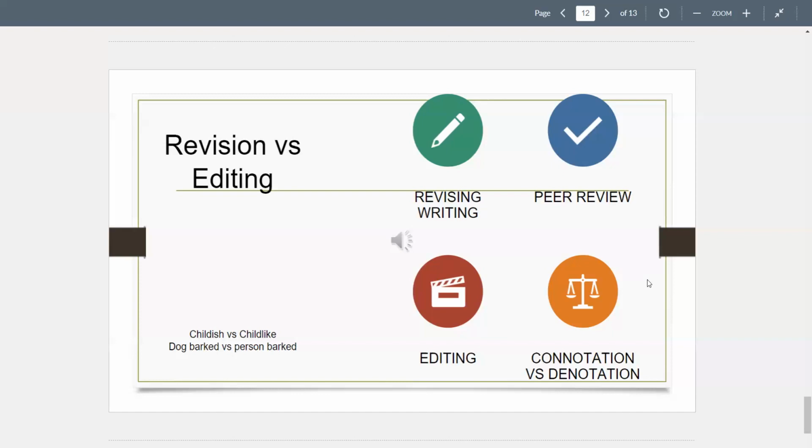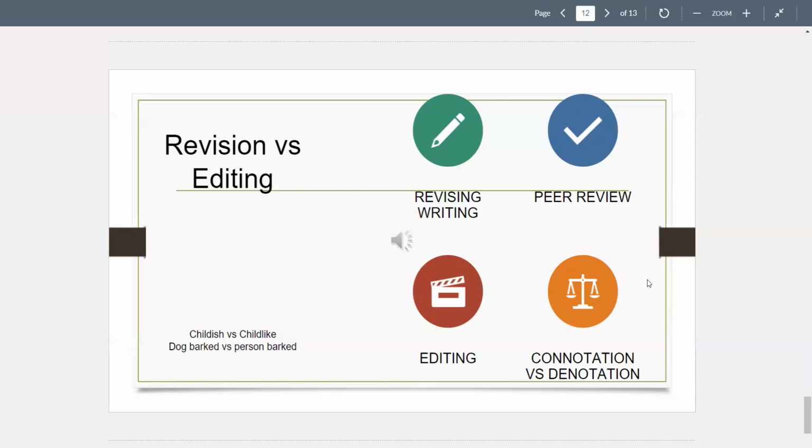Our word choice also matters because we have denotation, which is the dictionary definition of a word, but then we also have connotation, which is the emotional and cultural associations of the word.